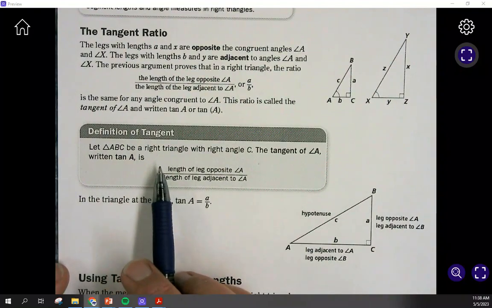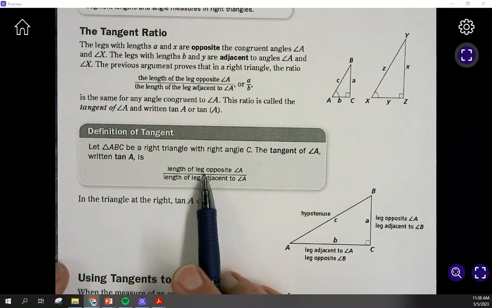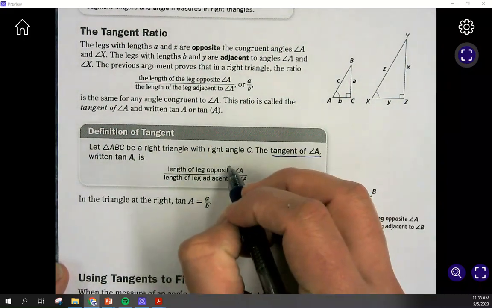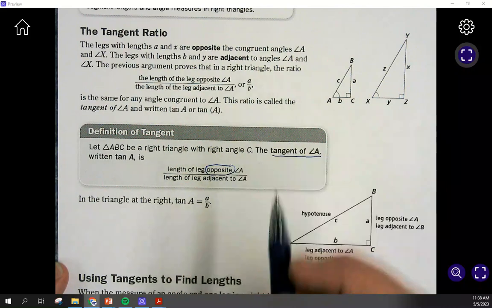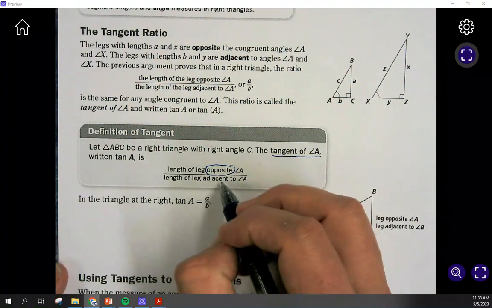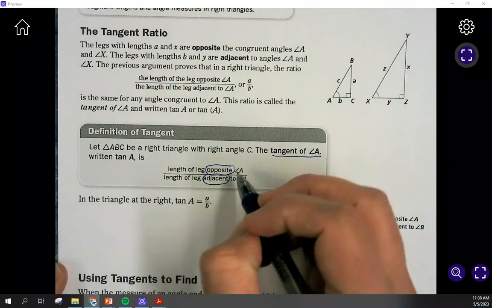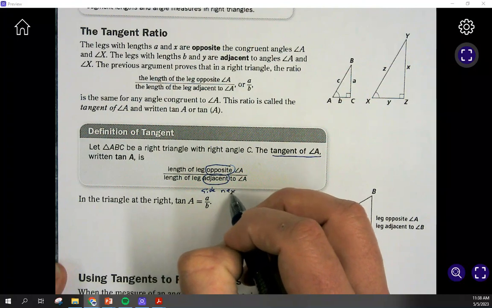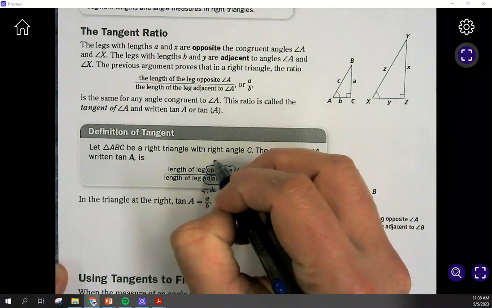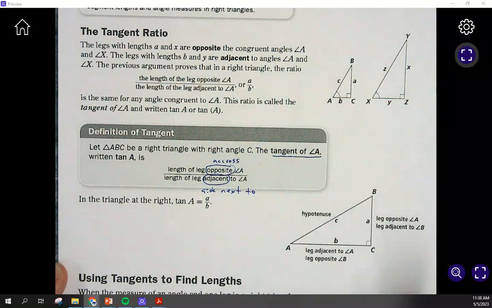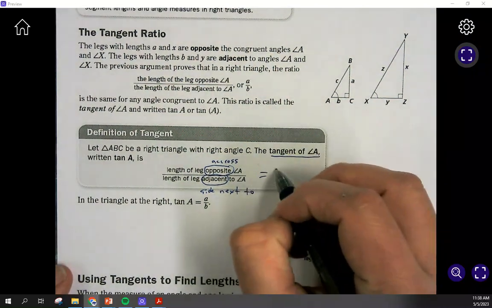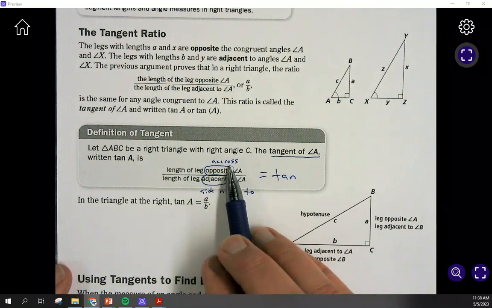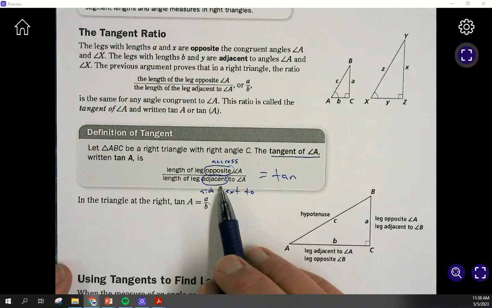Right here in the definition of a tangent, it's always going to be the length of the leg opposite angle A, if we're talking about the tangent of angle A. The key thing is that it's opposite on top, and it's the length of the side adjacent to angle A. And we know that adjacent means next to, and opposite is across the triangle. That's what the tangent ratio is. So from the angle, it's the side length across the triangle, and the one adjacent to, next to it.